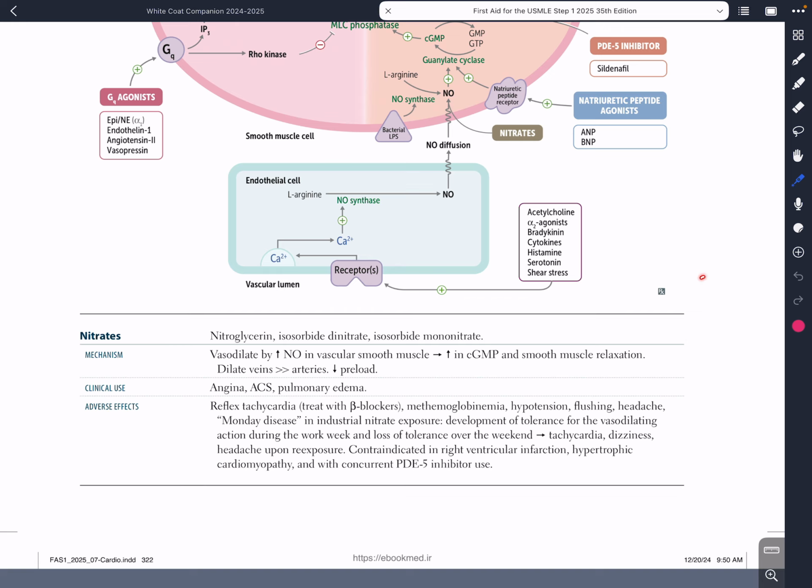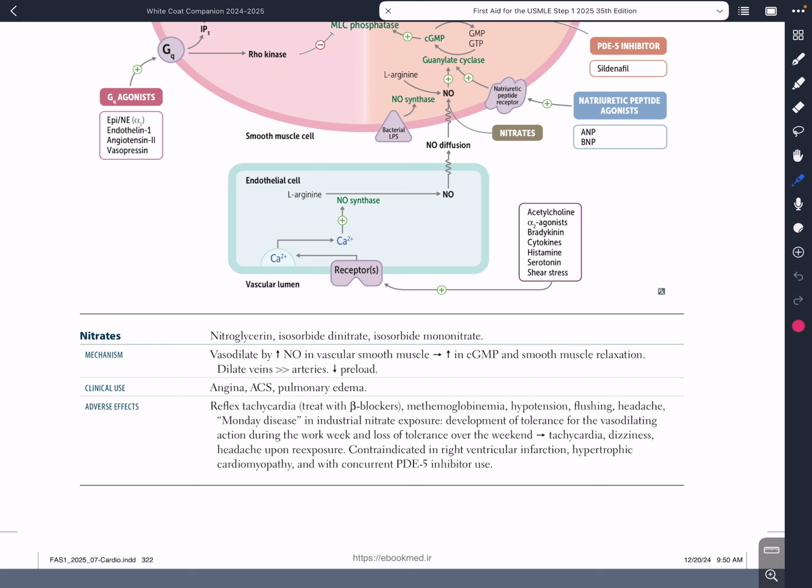If veins dilate, this is a vein. Now when the vein is given nitrate, it becomes like this. So obviously pressure goes down. This leads to a decrease in preload. And in what conditions do we use nitrates? We use them in angina, acute coronary syndrome, like myocardial infarction, Prinzmetal angina. ACS is a big umbrella term. Pulmonary edema is another condition where you can use nitrates.